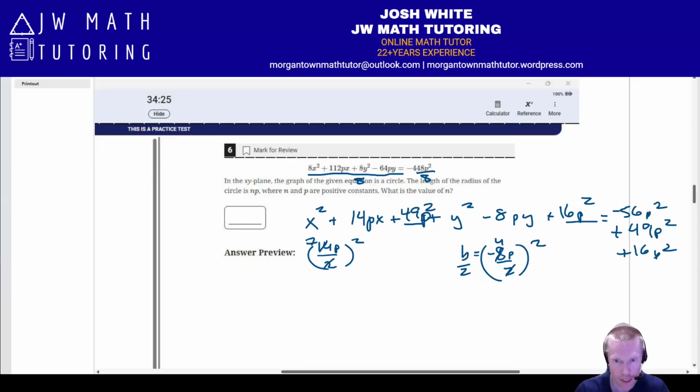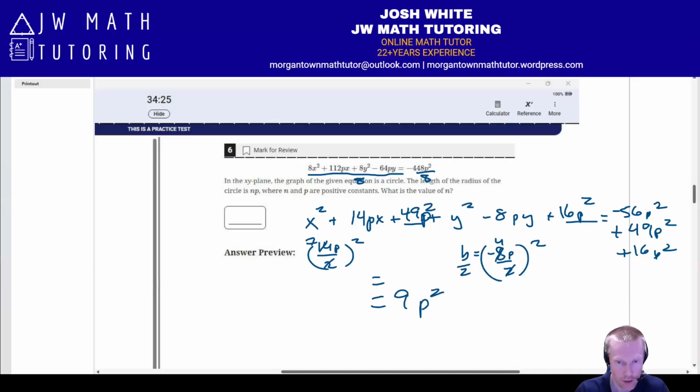So the left side, technically, I'm not going to bother spending time putting it in standard form because we don't need that. All we care about is the radius. So on the test, if you don't need the center of the circle, we don't need to actually factor it and do all that. So on the right side, you add up negative 56 plus 49 plus 16. You should get 9p squared.